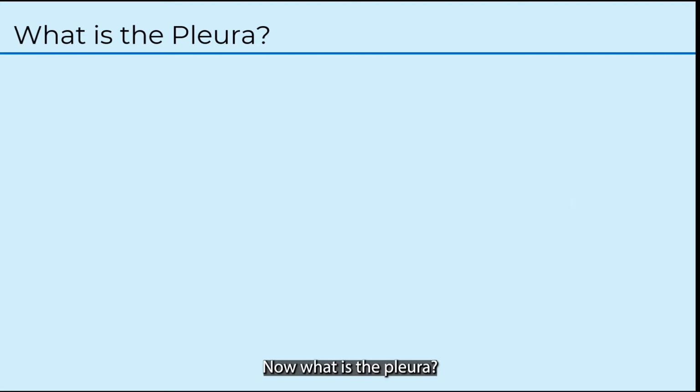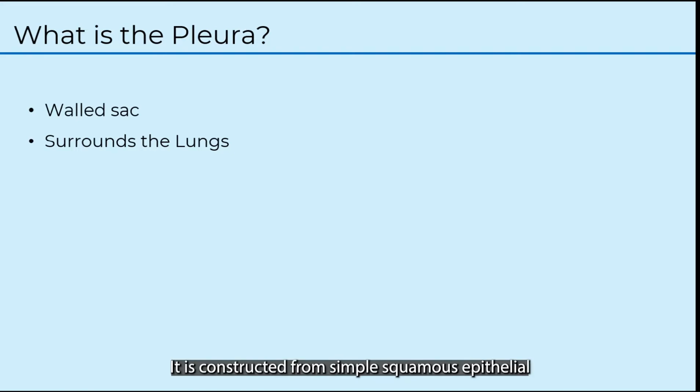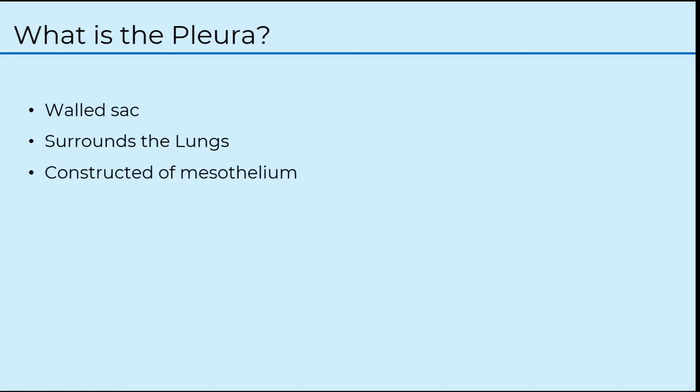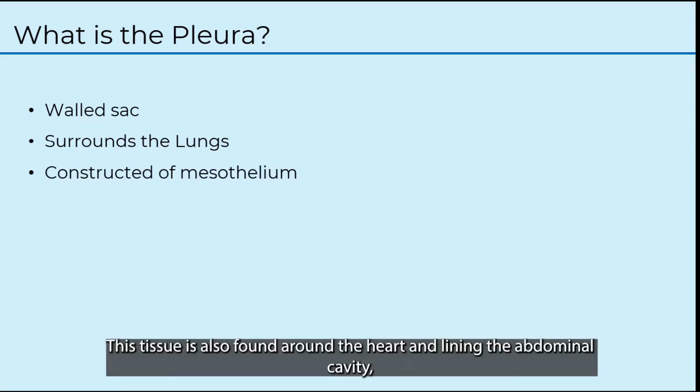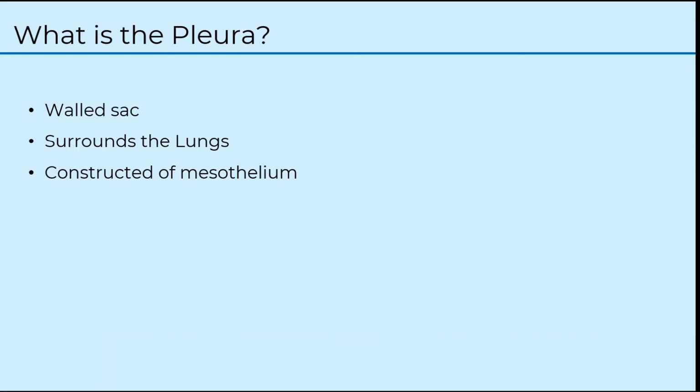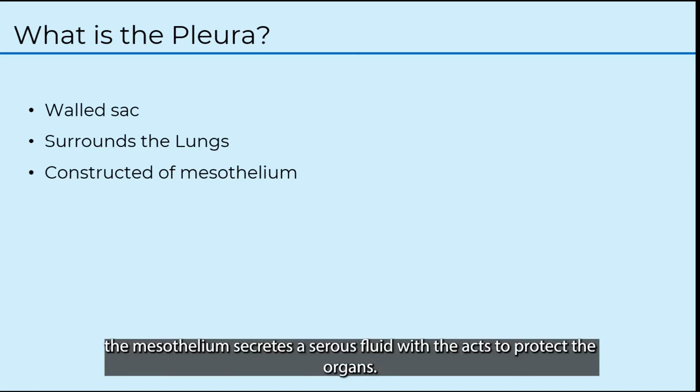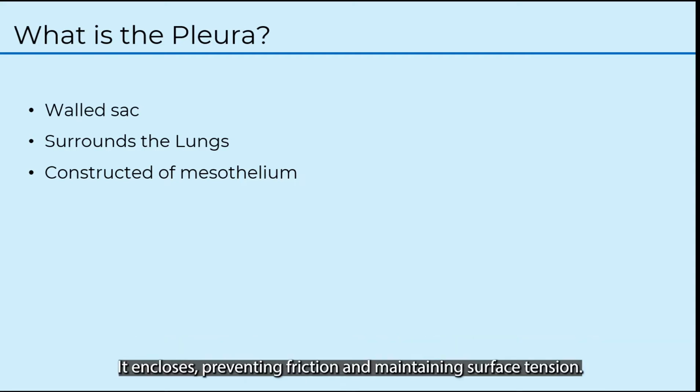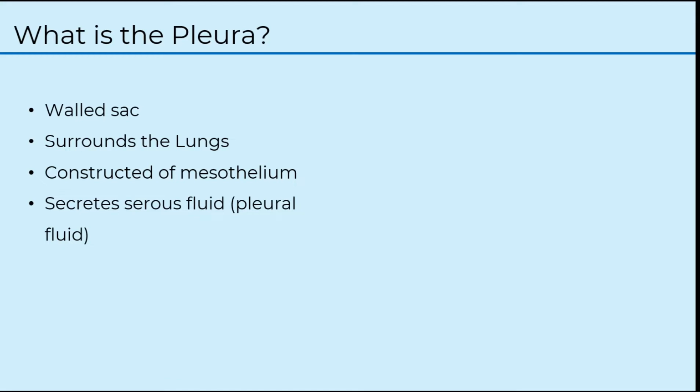Now, what is the pleura? The pleura is the material that forms the wall of a sac that surrounds the lungs. It is constructed from simple squamous epithelial cells of mesodermal origin and is thus called the mesothelium. This tissue is also found around the heart and lining the abdominal cavity. The mesothelium secretes a serous fluid that acts to protect the organs it encloses, preventing friction and maintaining surface tension.